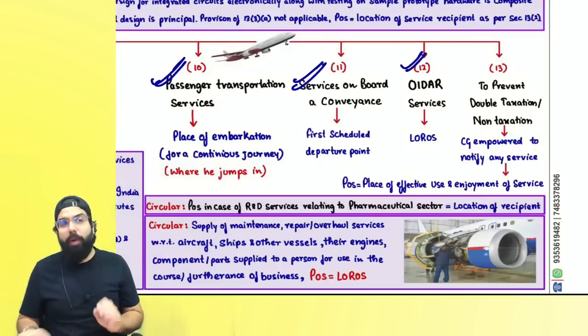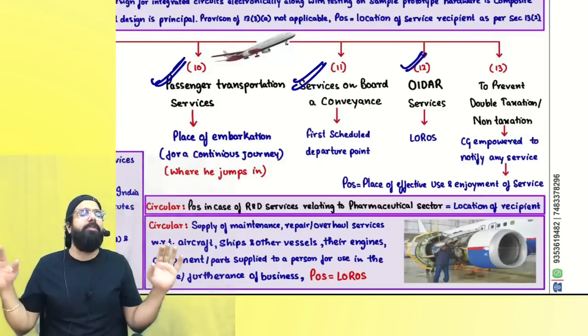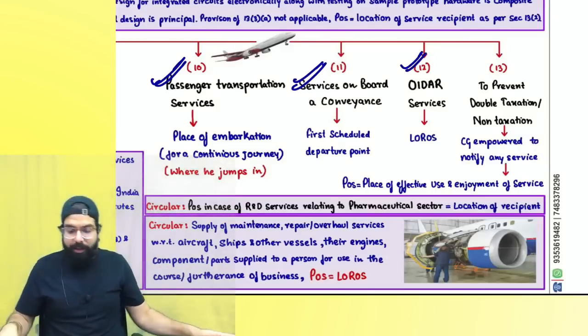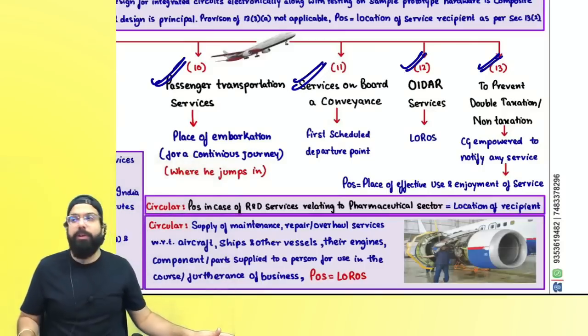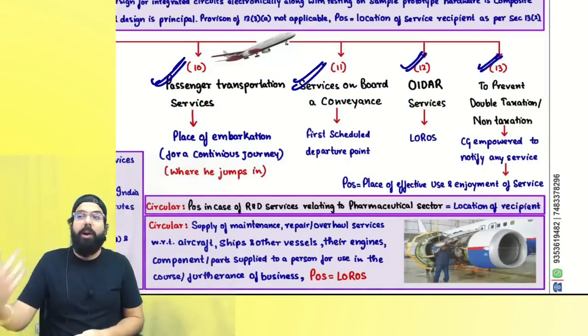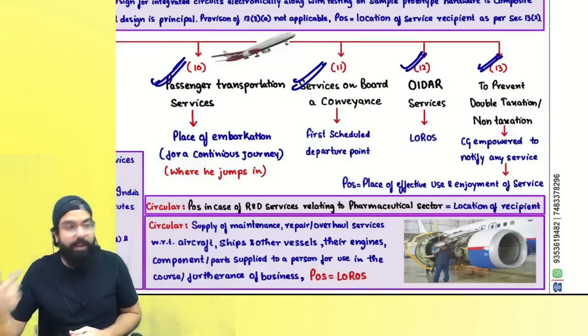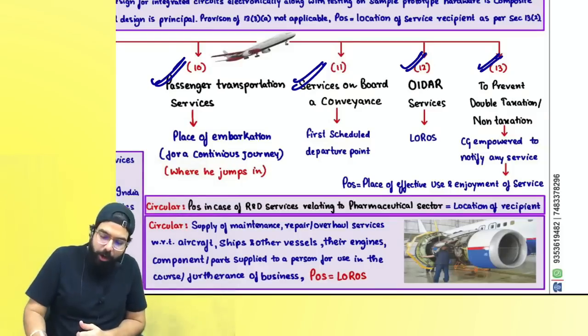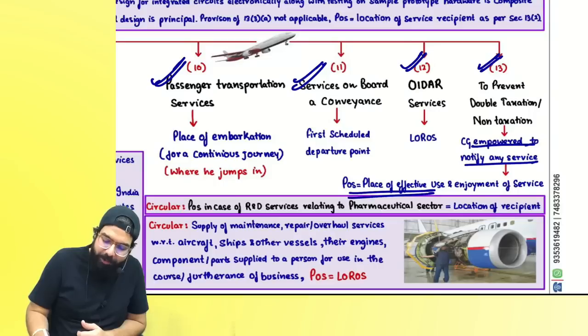Section number 13.12 talks about OIDR service, always location of recipient of service. Section number 13.13 says the government has the power that whenever it sees non-taxation or double taxation for a service, the central government is empowered to notify that for any such service, the place of supply will be the place of effective use and enjoyment of that service.